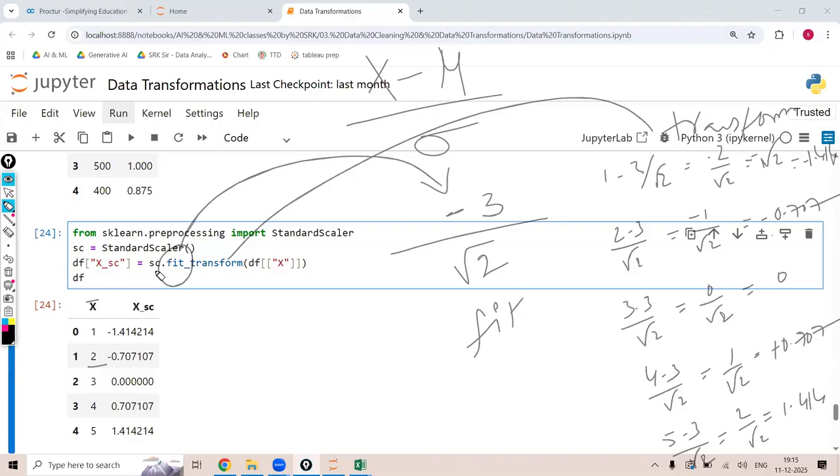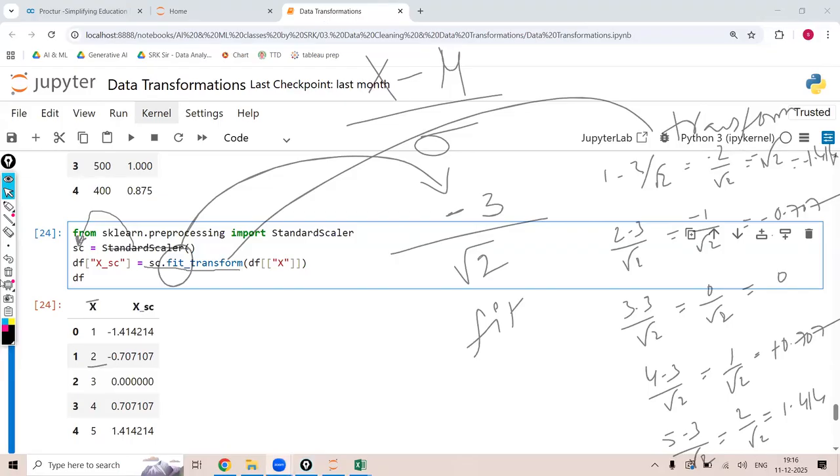This is the code. I'm importing the StandardScaler and storing that standard scaler in sc. sc.fit_transform. sc means standard scaler, so it has to apply the standard scaler formula. MinMaxScaler fit and transform means it has to apply the min-max scaler formula. Whichever formula I'm asking it to fit, that formula it has to apply. That particular one. Everyone is clear?